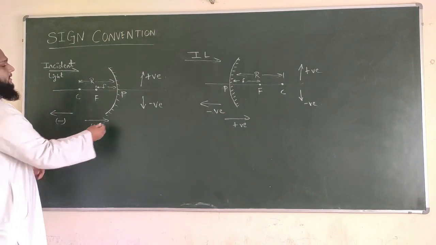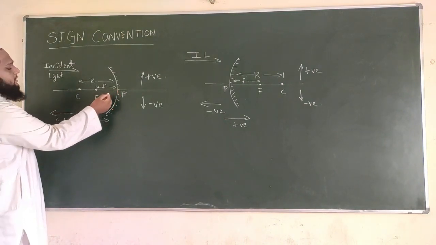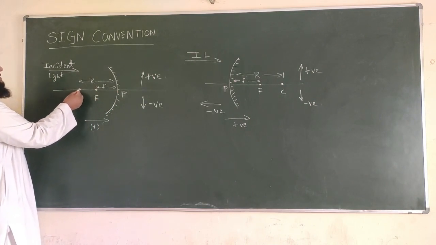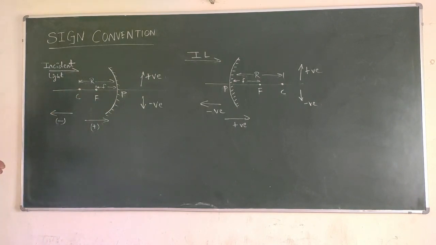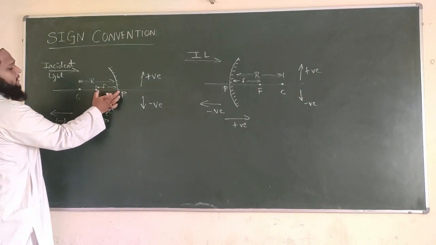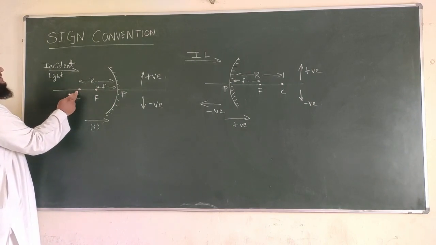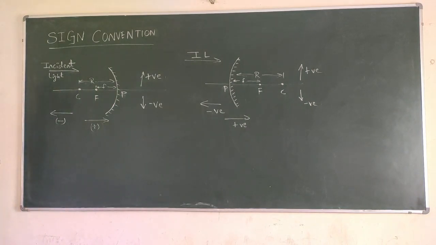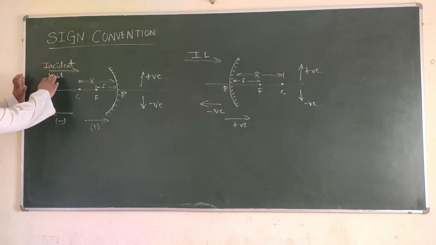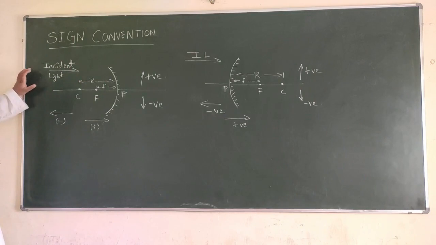Coming to the basic thing, this is the pole, the center of the mirror, this is the principal focus, this is the center of curvature. Now, what about the distances? From the pole to the principal focus it is the focal length, from the pole to the center of curvature it is the radius of curvature. Now, the basic assumption taken to understand the whole sign convention is that the incident ray is moving in this direction, towards the mirror. Based on this particular direction, we will name the rest of the directions.